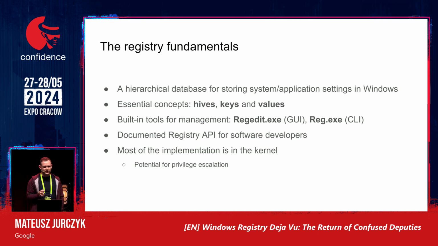So you may or may not know that the registry is basically a database in Windows where most or all of the system and application settings are stored. There are three essential concepts that you have to be aware of, which are hives, keys, and values. Hives are basically like standalone, smaller databases that are part of the registry, which are backed by files. Inside of them, we have keys, which actually make up the structure of the registry. And inside of them, we have 0, 1, or more values, which have the data that the applications actually want to save there.